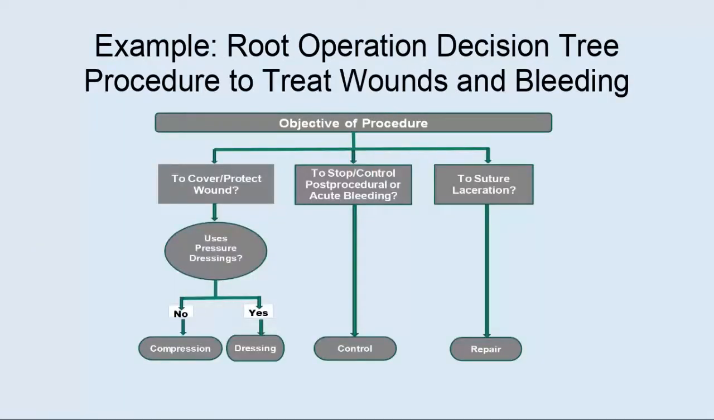The book also includes decision trees. These help the reader select the correct root operation in this case. Note in this example, the decision tree may direct you to a root operation in the surgical section, control or repair, or in another section, compression and dressing.